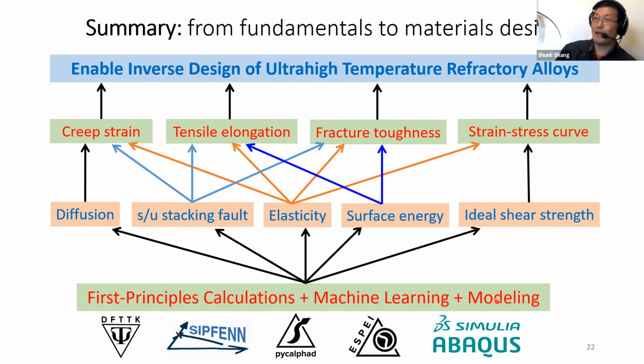This one is in Alice B's group. Here is the major software we plan to use. The DFT toolkit is for first principle calculations. This one is machine learning. It's called CALPHAD modeling, and the Abacus is for the finite element simulations.